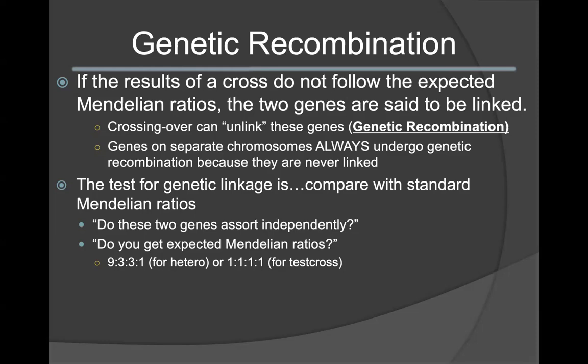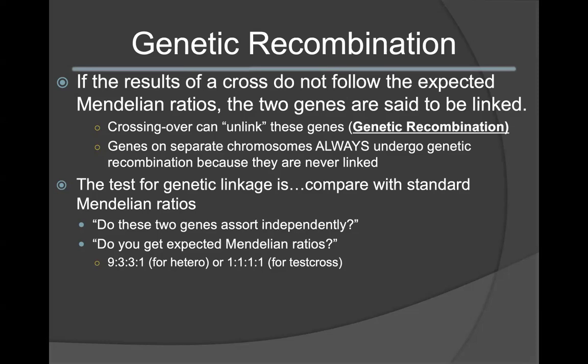In order to test for genetic linkage, we can ask ourselves, do these two genes assort independently? And do we get our expected Mendelian ratios? Some of these expected Mendelian ratios would be a 9-to-3 to 3-to-1 ratio for a true heterozygous cross. Remember, the only way that we get a 9-to-3 to 3-to-1 ratio is if we are crossing two heterozygous individuals.